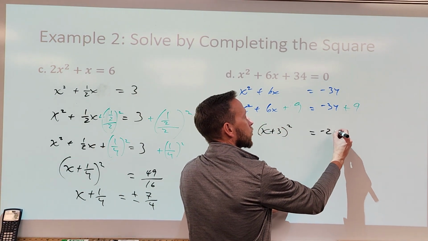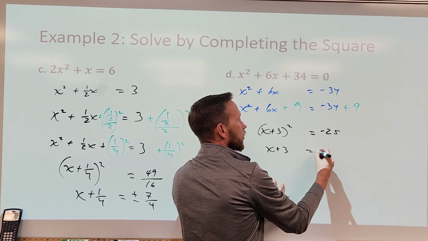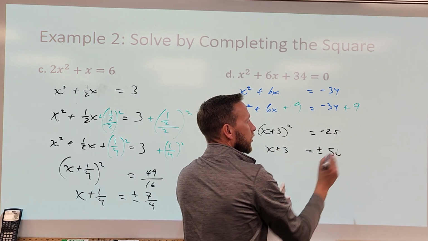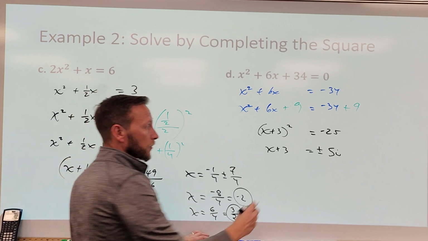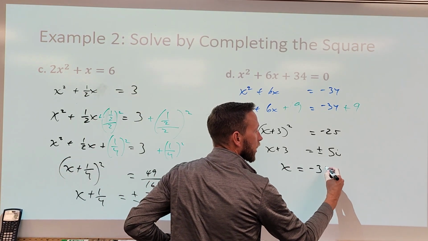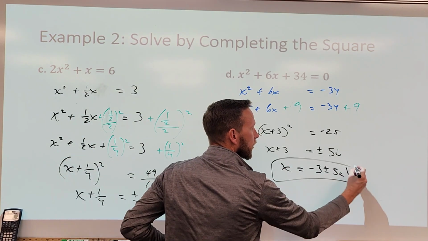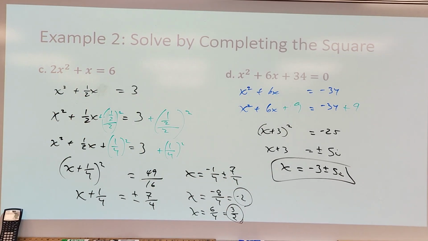Over here, this is negative 25. When we take our square root of our negative numbers, we are going to have this i component. When we subtract 3 from both sides, we get negative 3 plus or minus 5i. This worked out pretty well. There's no extra work that we need to do.